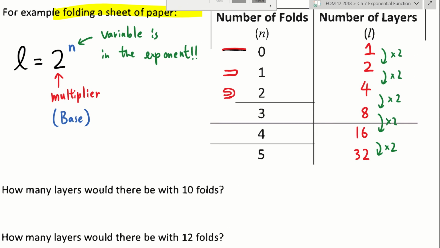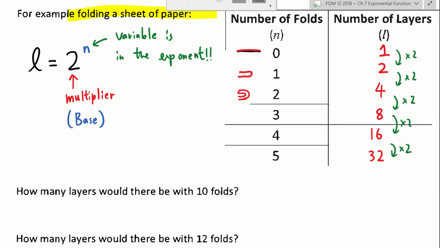If you use this equation, we can check it. Here, L is the number of layers, and n is the number of folds. So this is how many folds you have, the number of folds in here.